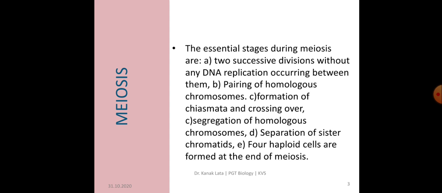Meiosis includes two successive divisions without DNA replication between them. It involves synapsis, that is pairing of homologous chromosomes, crossing over of segments between non-sister chromatids of synapsed chromosomes and formation of chiasmata, segregation of homologous chromosomes and separation of sister chromatids. At the end of meiosis, 4 haploid cells are formed.